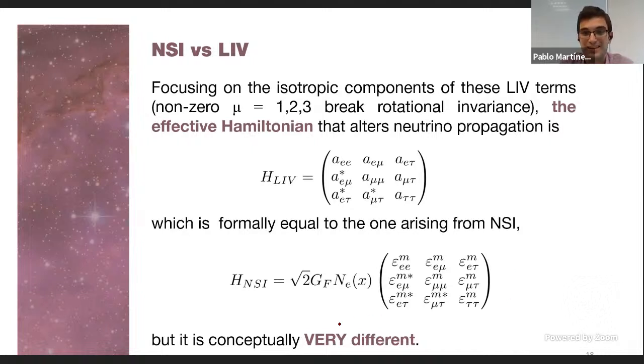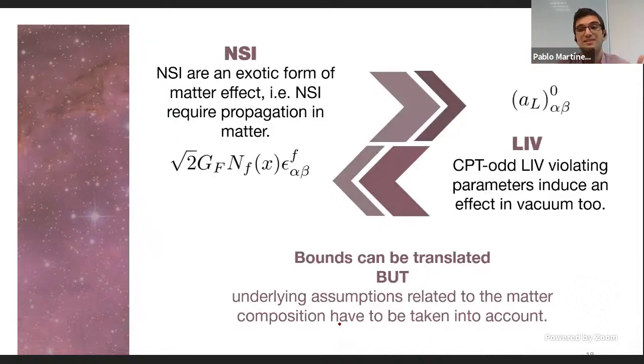So you can basically see they have the same form, but they're completely different conceptually, okay? Because NSI are like an exotic form of matter effect. So it's only present in propagation through matter, and it changes if the matter density changes. Whereas the effect coming from these Lorentz invariance violating parameters is always present, even in vacuum, and does not change with the density.